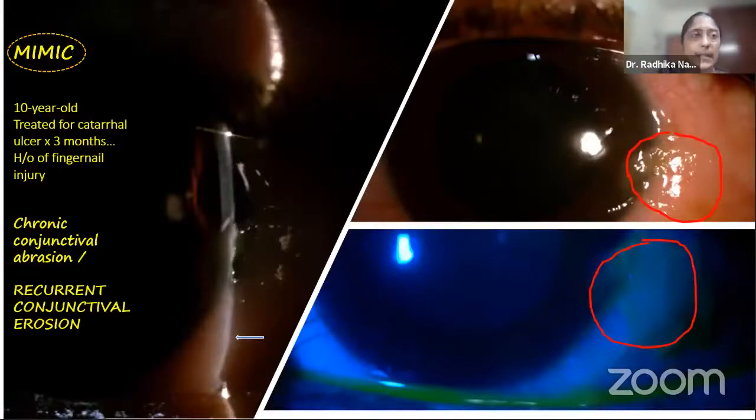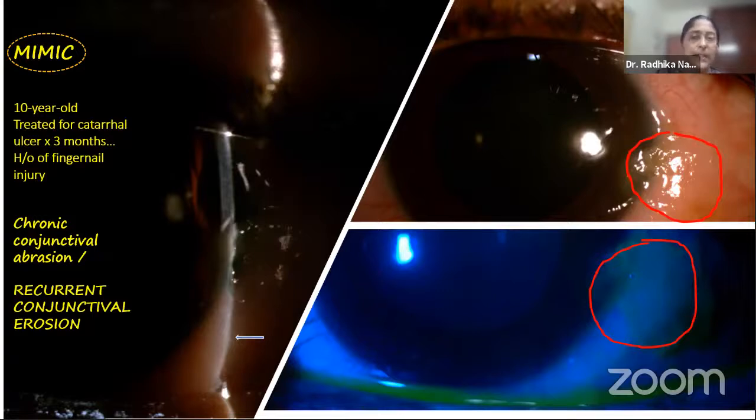This again is yet another child who was treated for long days with topical steroids as catarrhal ulcer secondary to lid disease. When he presented to us, we got a vague history of trauma. And when we stained him, that is when we got the diagnosis. You can see in the circled areas that there are two aspects. One is that the ulcer is very close to the limbus. There is no lucid interval.